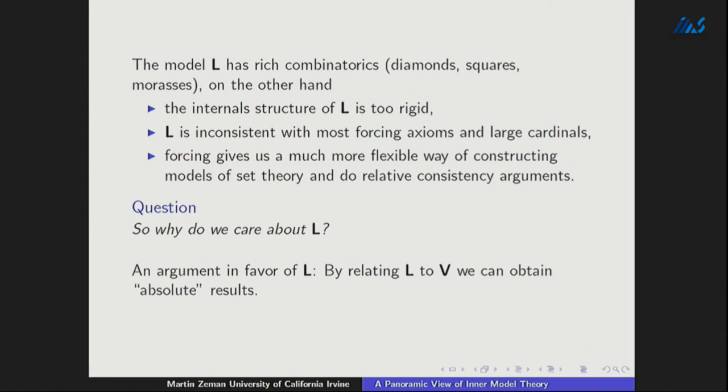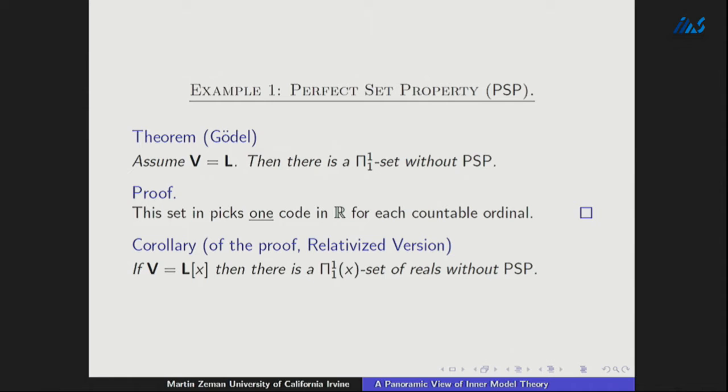So let me just give one example. It's a baby example about L, and it is the perfect set property. I believe this is due to Gödel. I wanted to check it, but I didn't have time. So there is a pi 1 1 set without the perfect set property. And one can construct such a set in L, and the set just picks a code for each countable ordinal. So for each countable ordinal, it picks some subset of omega which codes that order type, and one can do this in L in a pi 1 1 way. And one can do it also for the relativized hierarchy. Say we take X to be a real, and then we can get a pi 1 1 X set without the perfect set property.